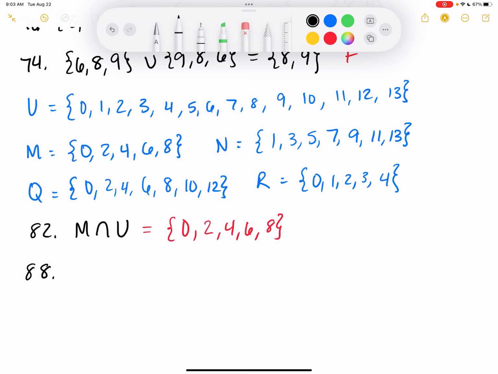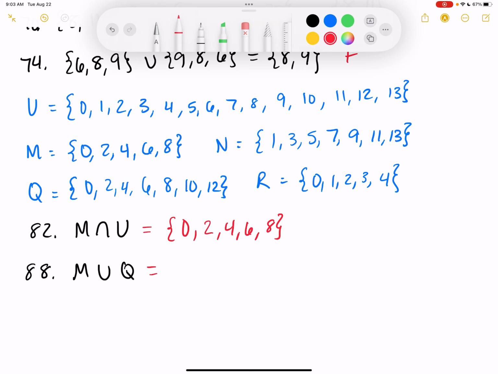88 is M union Q. So union is going to be everything that is in the sets. These two sets have a lot of repeats, so they're all going to get written down. But if there were not repeats, everything between the two sets is getting written down.